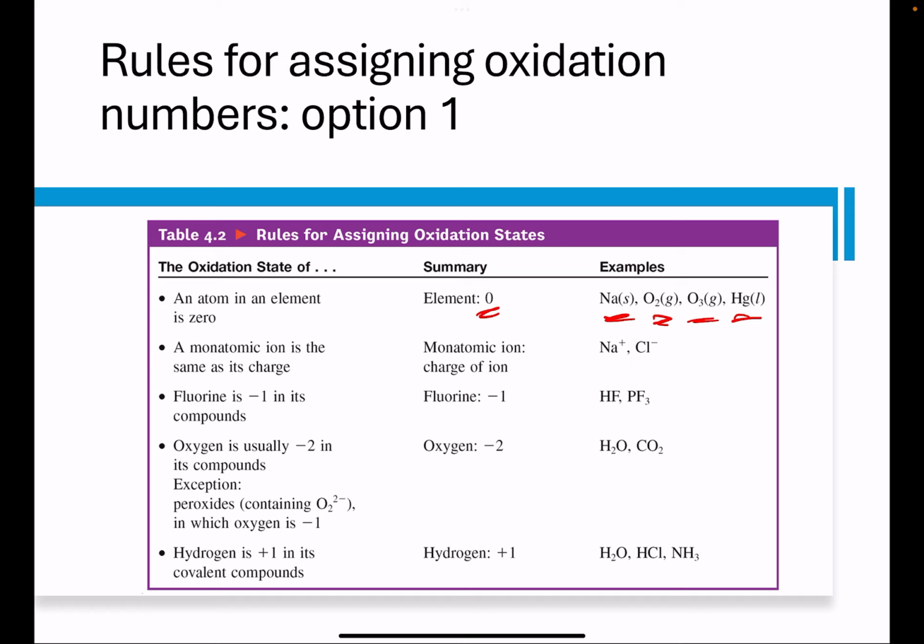Monatomic ion, so just one atom, right? One atom ion. So for example, Na+, Cl-, or Cu2+, whatever it is, the oxidation number is going to be the same as its charge. Right, so the charges kind of help indicate our electrons.